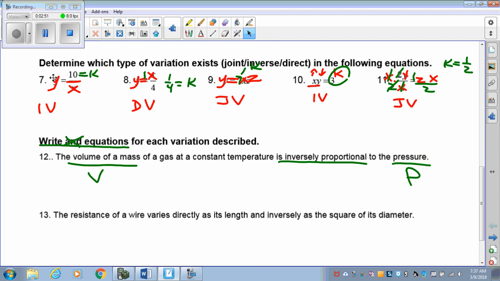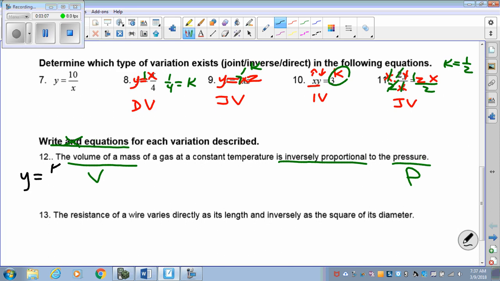So inversely, remember your equation. Y equals, and actually let me just erase this and you can look at it. I've got y on top, that would be inverse. Y on top equals my constant, and then x on the bottom. So that's an inverse variation. So the volume of mass is inversely proportional.